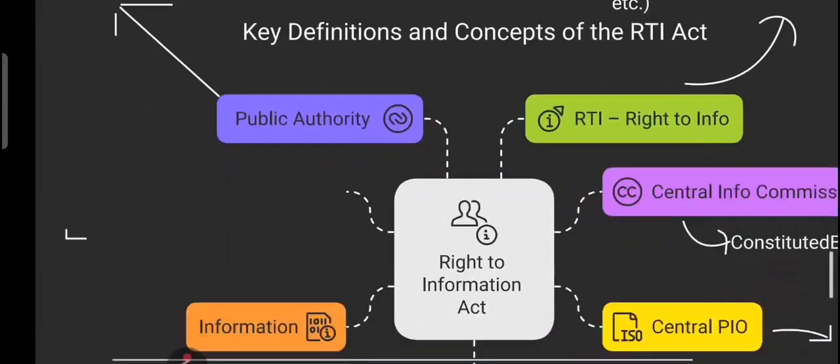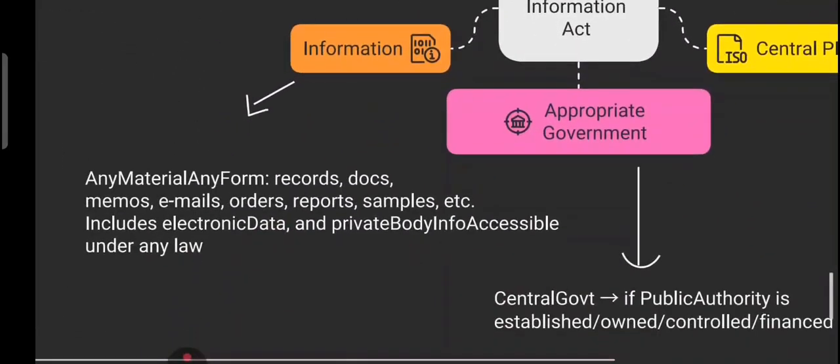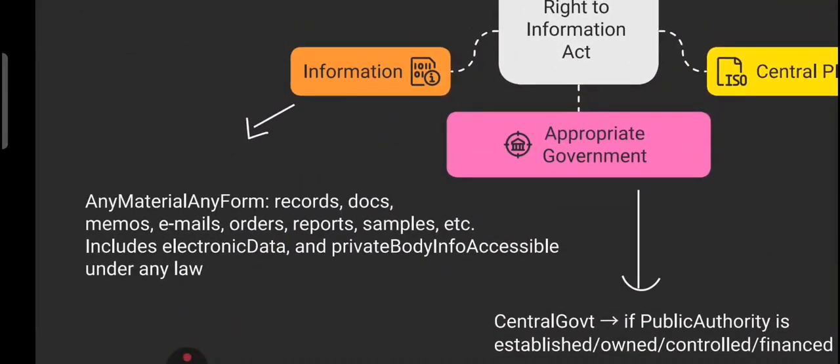Now the question is, what kind of information? Yes, have a look at it. What kind of information can be accessed? Any material in any form, from documents to emails. You can see any material, record, document, memo, email, order, report, sample, electronic data can also be accessed, right? So any material in any form.